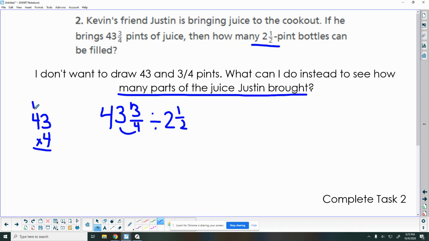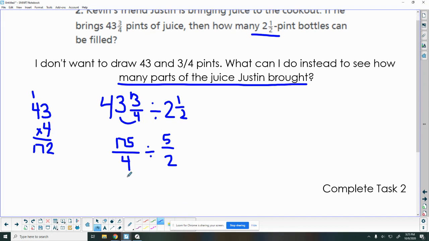So 4 times 3 is 12. 4 times 4 is 16 plus 1 is 17. So out of the full pints, there's 172 pieces, but he has 3 more. So that's 175 over 4. And then we need 2.5. So 2 times 2, this one's a little easier. 2 times 2 is 4, plus 1 more is 5. 5 halves. So we're going to copy, and we're still dividing these.